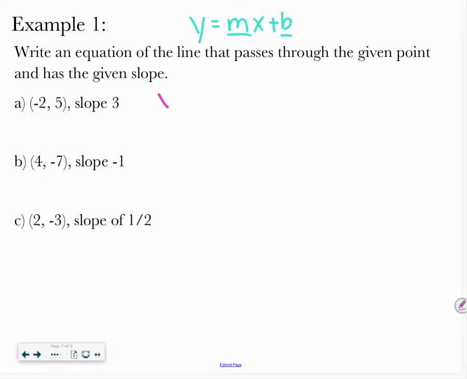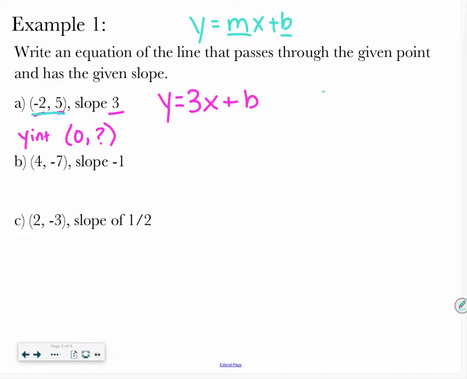So let's start. We have y equals, our slope is 3, so that's going to be 3x plus, and we don't know what our y-intercept is. We can't say it's just 5, because the y-intercept is where the line crosses the y-axis, and that means our x value has to be 0. Right now, our x value is negative 2, so we can't just put in plus 5. Instead, we write y equals 3x plus b, and then we take the point they gave us and plug it in for x and y.